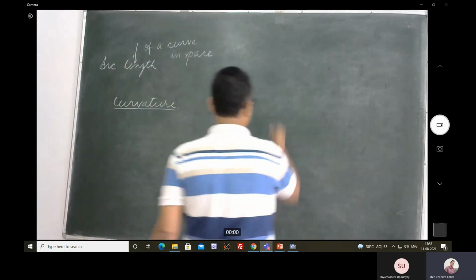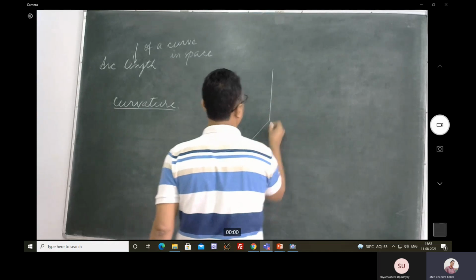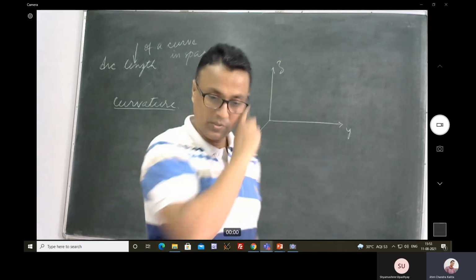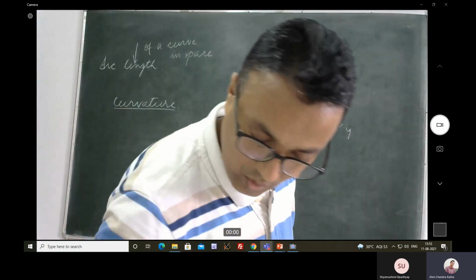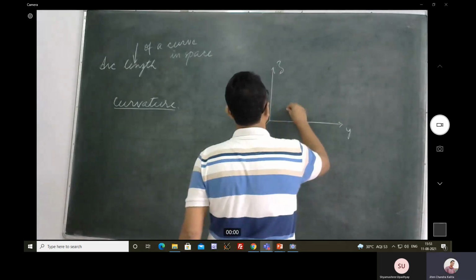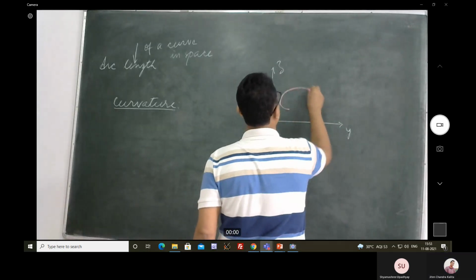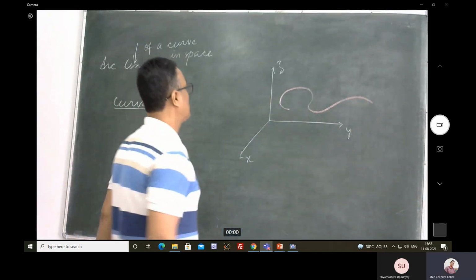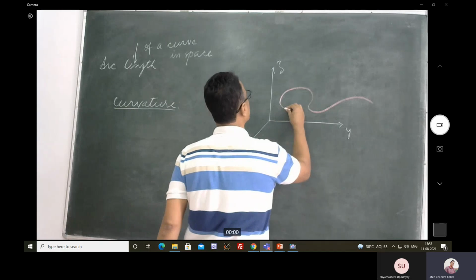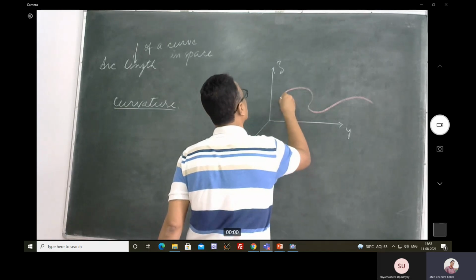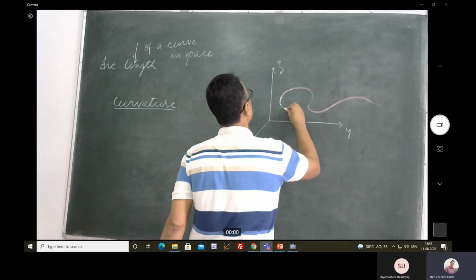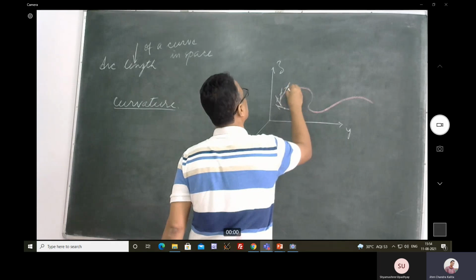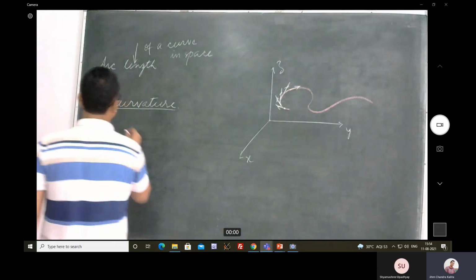Now, let me consider a curve in 3D space. Suppose it is like this. Now if the curve is such that at each point lying on the curve, we can draw a tangent, then this curve is called smooth.